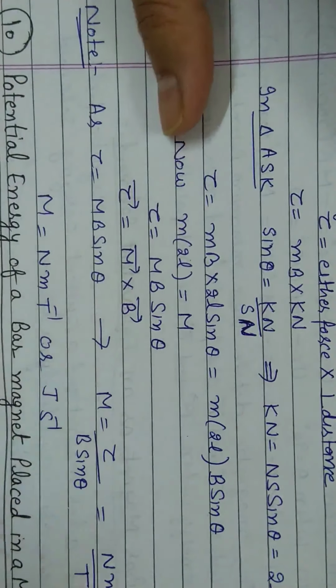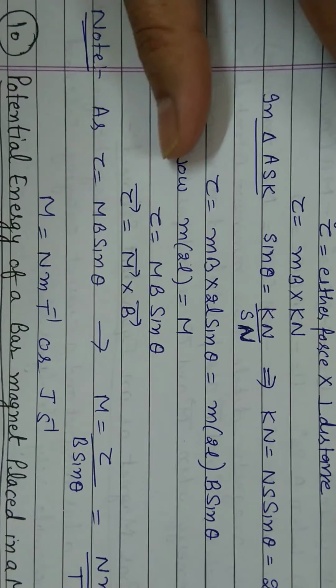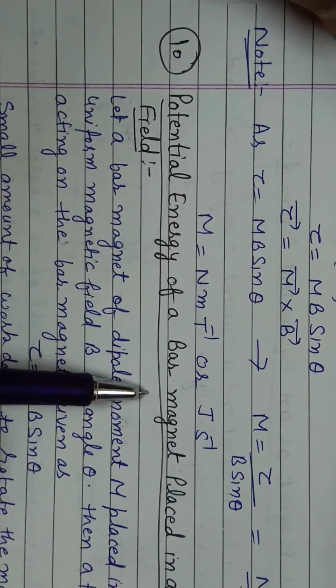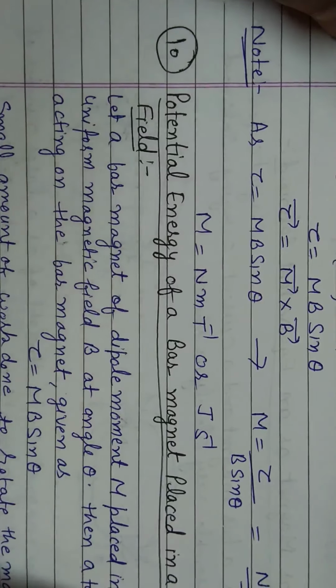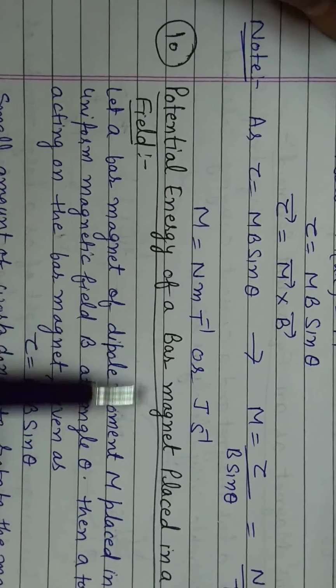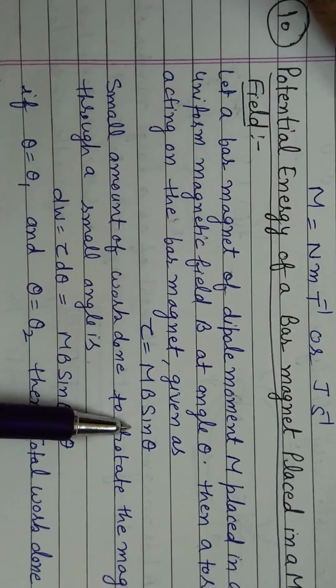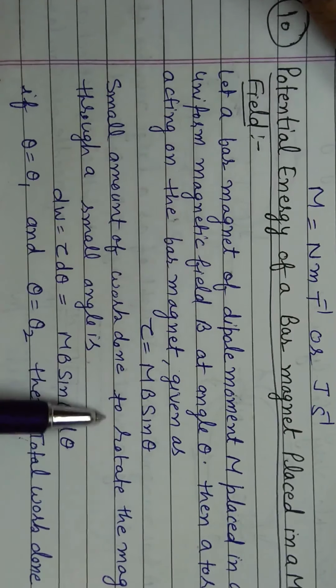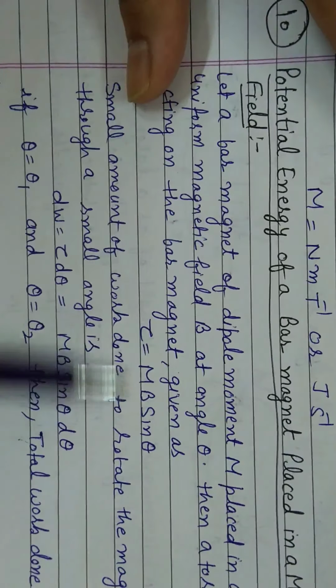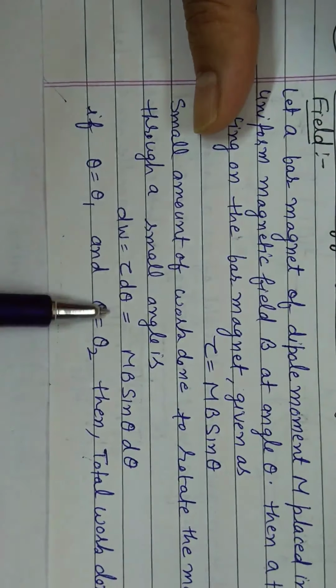That is the same as in electrostatics, only the terms are different. Similarly, we have the potential energy of a bar magnet placed in a magnetic field. Same steps: when the bar magnet is placed in a uniform magnetic field, it acquires this torque. And if we have to rotate the magnet, a small amount of work is done by this torque, that is tau d theta, mB sine theta d theta.